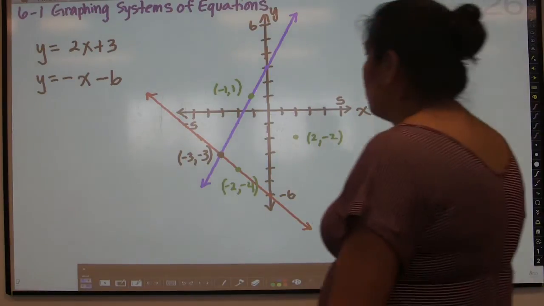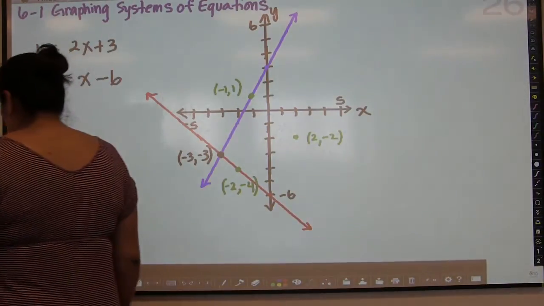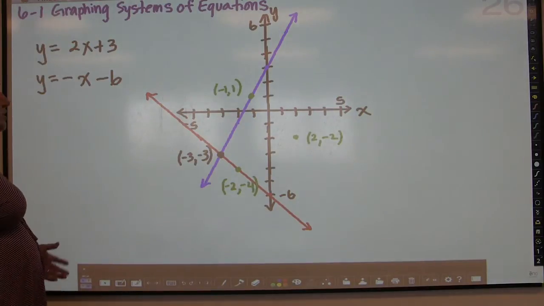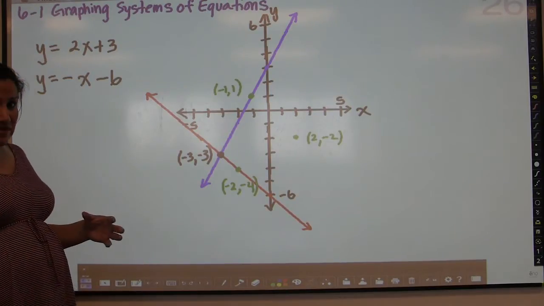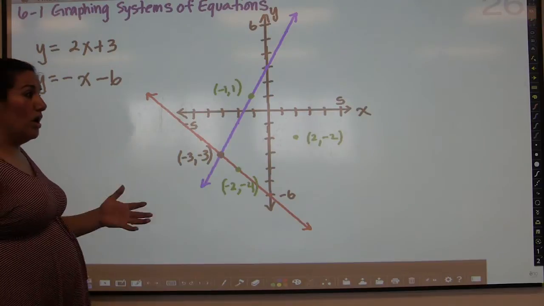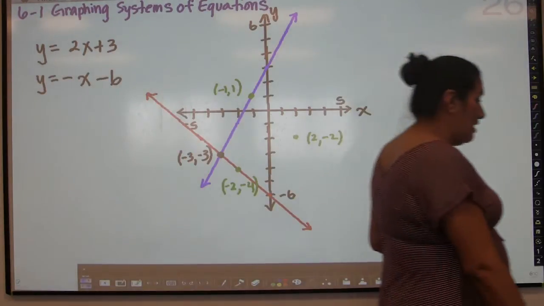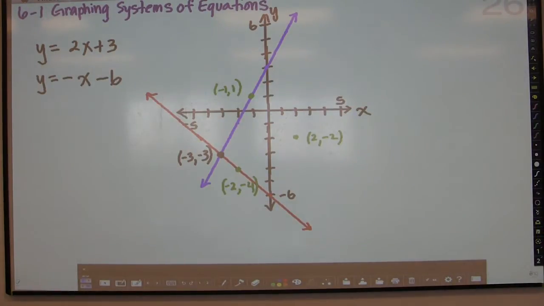Before we get started with any of the examples, I need to remind you a little bit about solutions and equations and how that all works, because right now we're going to be solving a system of equations, and you're not a system of equations unless you have more than one equation in the problem.